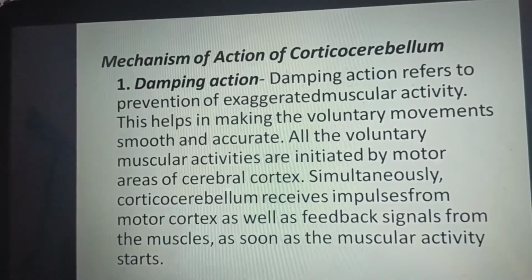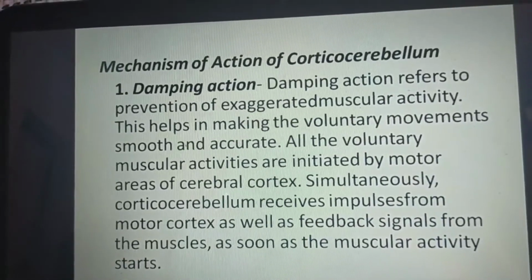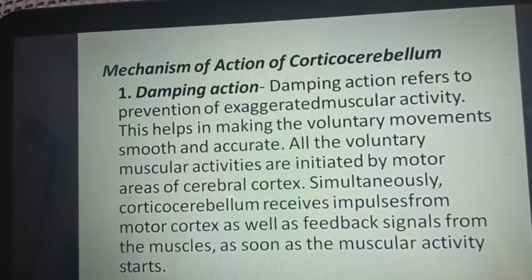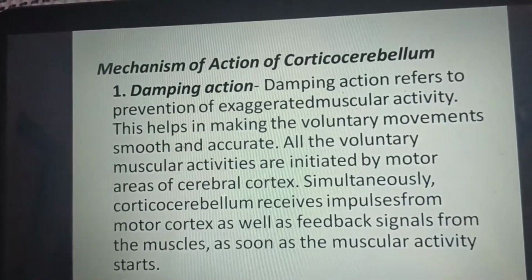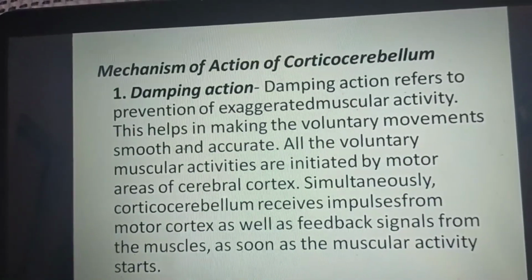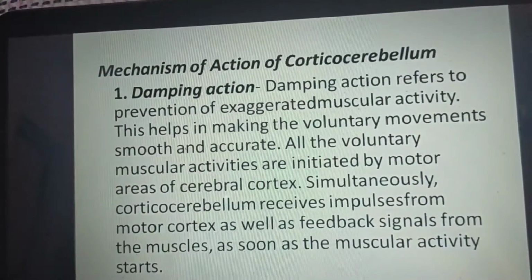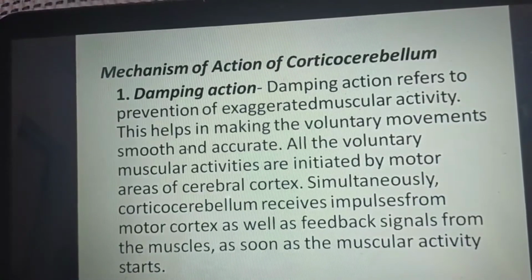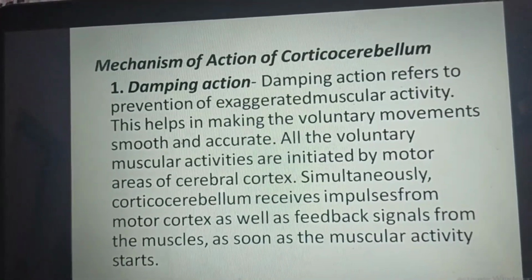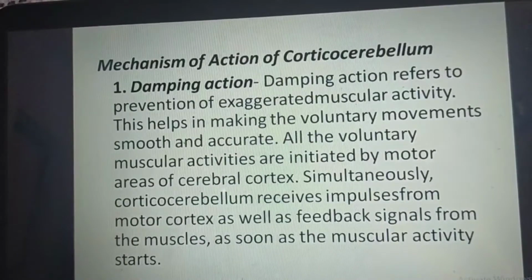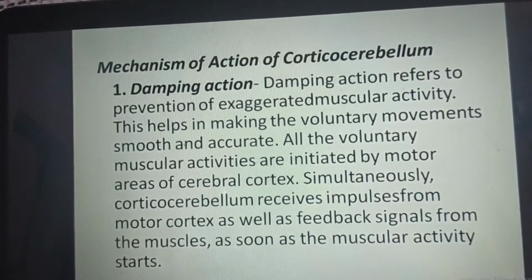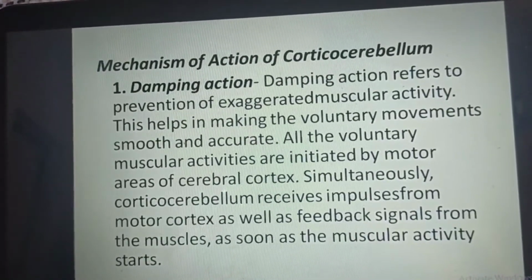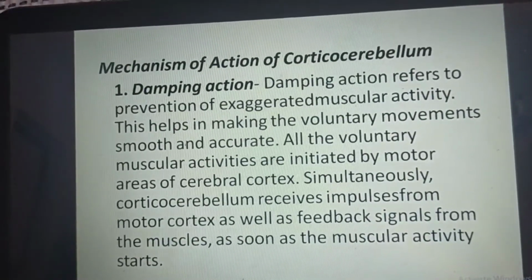Damping means reduction in the amplitude of an oscillation as a result of energy being drained from the system to overcome the friction. So now, what is oscillation? Oscillation means swinging movement, if you can understand, like when we swing on a swing, movement back and forth in a regular rhythm. So it is called oscillation.